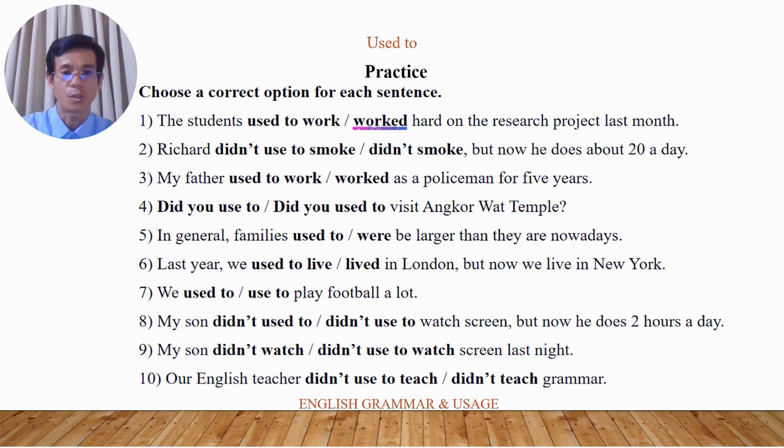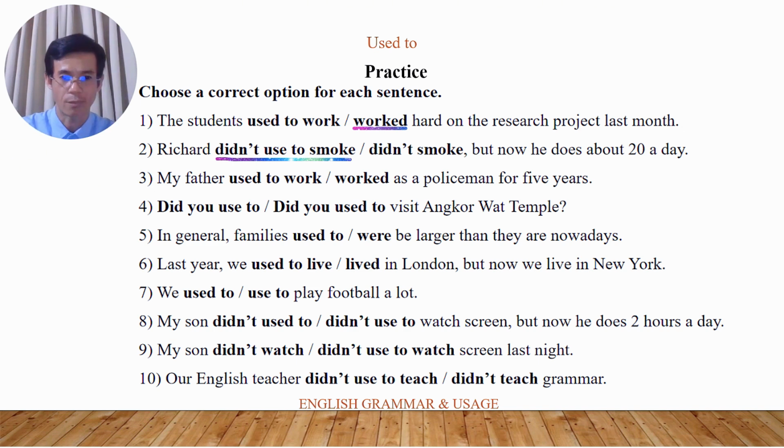Sentence 2. Richard didn't use to smoke, or Richard didn't smoke, but now he does about 20 a day. So you choose between didn't use to smoke and didn't smoke. And the correct answer is didn't use to smoke, because this sentence talks about the past habit of Richard, which is that he did not smoke in the past, but now he does about 20 a day. So we do not use past simple.